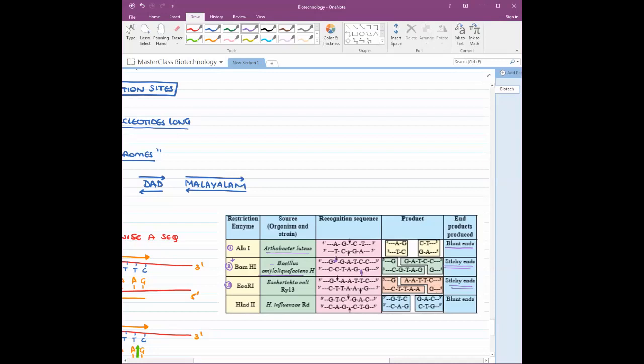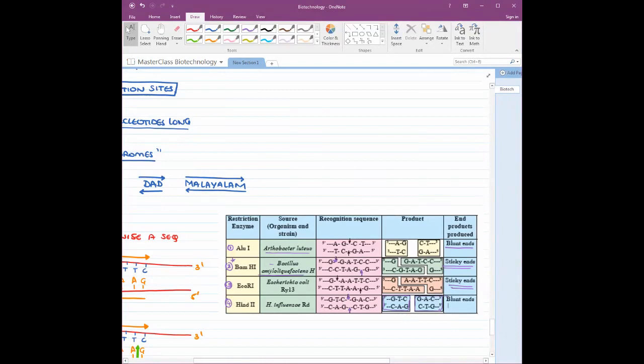And the last one, guys, is HindII, just like how we have HindIII, from Haemophilus influenzae strain Rd. The sequence is GTCGAC. Where is it going to cut? Right in the center. What kind of cut do we get? Blunt ends. So guys, these are some of the strains from which various restriction enzymes have been obtained, and these are the recognition sequences, the restriction sites.